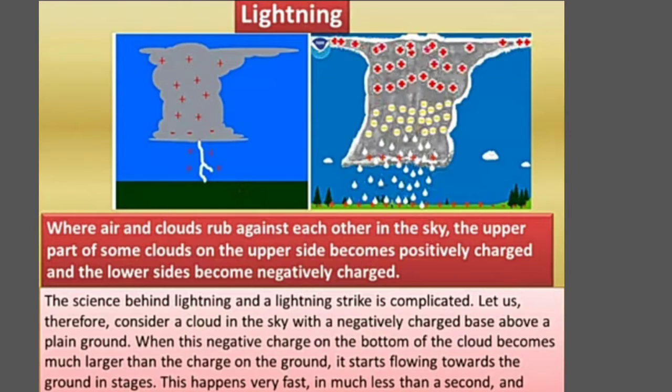This happens very fast, in much less than a second, and heat, light and sound energy are produced along with the electric charge. Whatever effect of lightning we see in the sky, it happens very fast, in much less than a second, and it gives out heat, light and sound energy. So in this way we find that a cloud has two types of charges: the upper side is positive charge and the lower side is negative charge. Now let us look at the lightning strike.